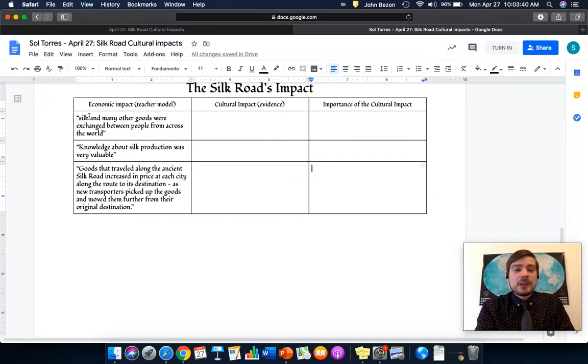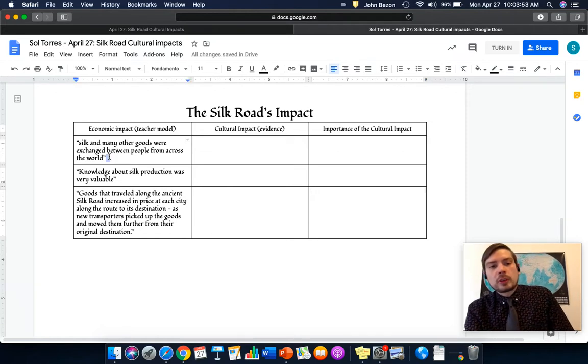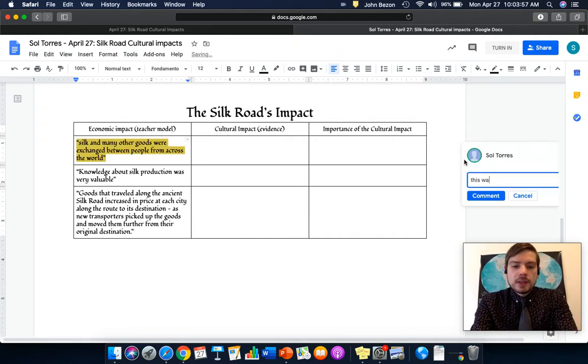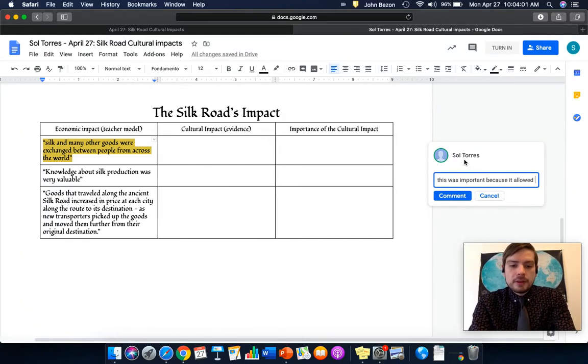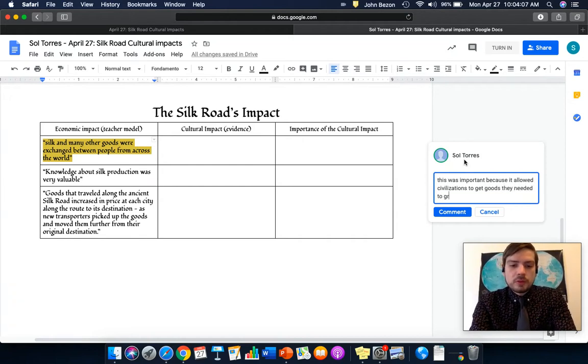What I have done is I've collected 3 economic impacts of the Silk Road, and I'm going to explain the importance of each of those for a model. So one economic impact of the Silk Road was silk and many other goods were exchanged between people from across the world. So if I was going to give an importance to that, I would write, this was important because it allowed civilizations to get goods they needed to grow and survive.